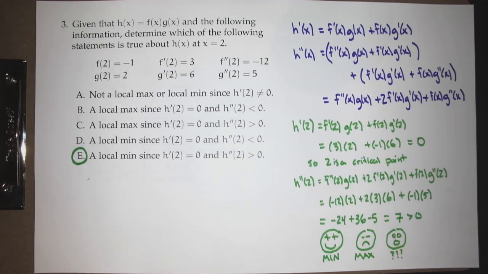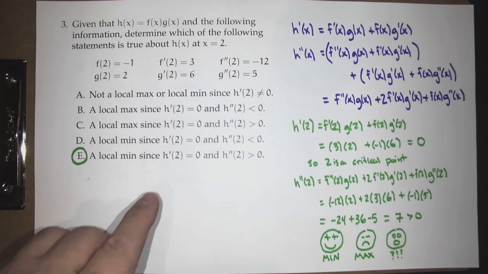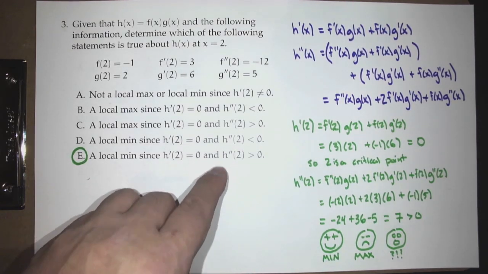Plug in 2 into our second derivative, and we're going to get minus 24 plus 36 minus 5, which is positive. Positive means min. So it's a local min, since our first derivative is 0 and our second derivative is positive.